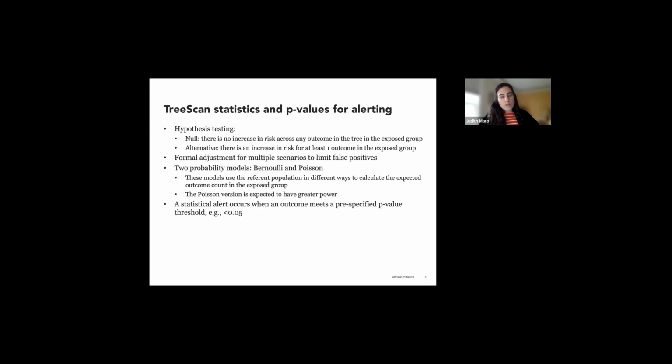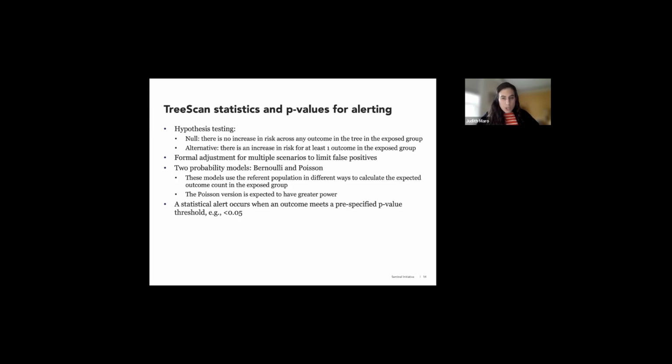And again, there is formal adjustment to ensure that we are adjusting for our multiple testing scenarios using a composite null hypothesis testing scheme. There are 2 different types of probability models. One is a Bernoulli-based model and one is a Poisson model. Really, the important takeaway from them is that they treat the referent population differently.